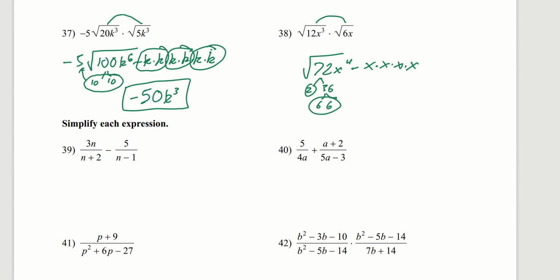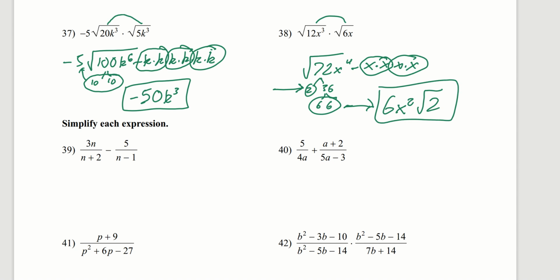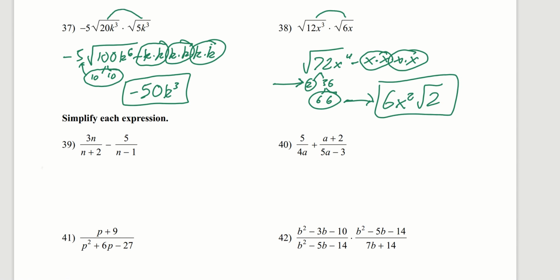So matching pairs, what do I have here? Well, I have a 6, so I can take out a singular 6 for that matching pair. I have 2 different groups of x, so I'm going to take out 2 different x's, which would be written as x squared. And then I would draw my radical symbol, and what's the only thing that did not get paired up? That was the number 2. So my final answer here would be 6x squared and then root 2.